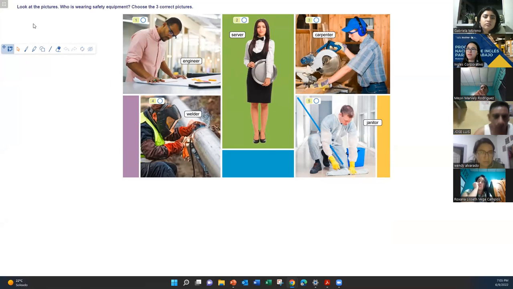Okay, so let's choose, right? Equipment. It says, who is wearing safety equipment? Safety equipment. We have an engineer, we have a server, carpenter, we have the janitor, and the welder. So we have to choose three persons that are wearing safety equipment. Who are they, guys?